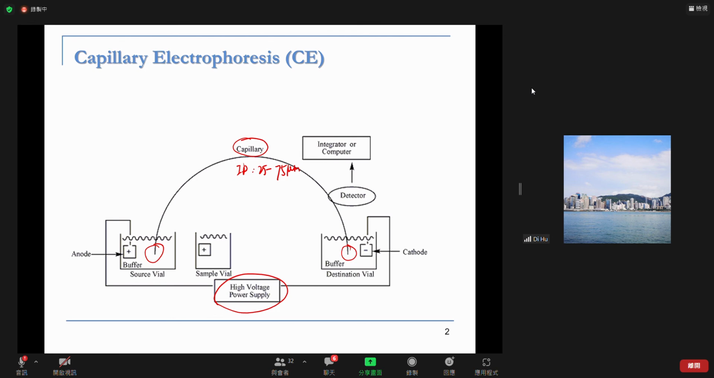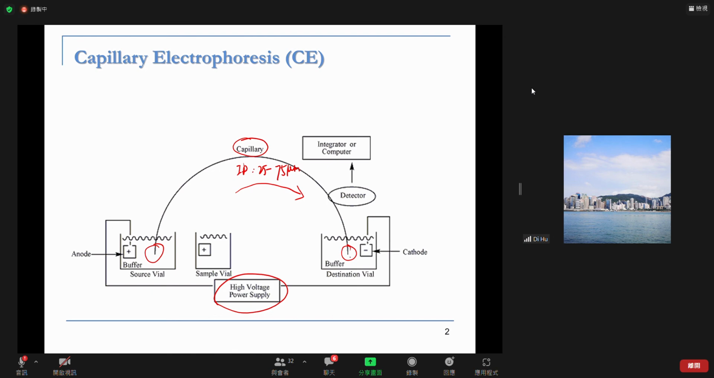You can see the electrical field applied between the source and destination vial, and that initiates the separation or migration of the ions. It is important to note that all the ions, no matter whether positive or negative, go in this direction. I'm talking about the very basic CE. Later on we'll talk about different CE, but for the very basic CE, they all migrate from the source vial to the destination vial.